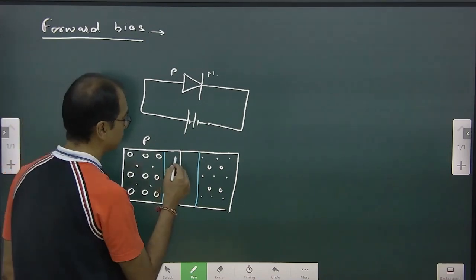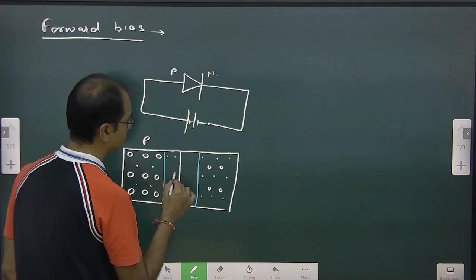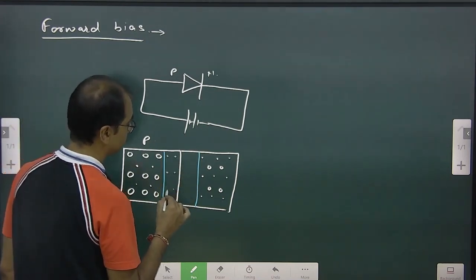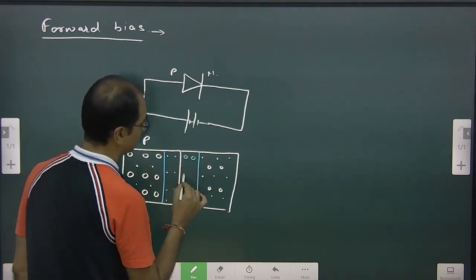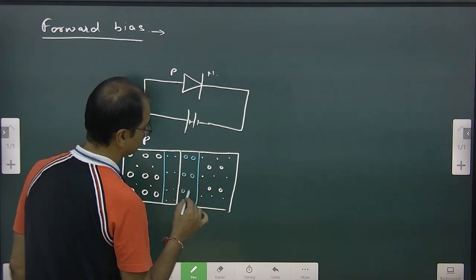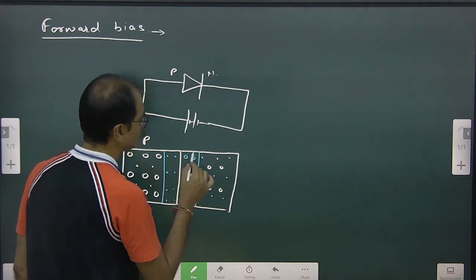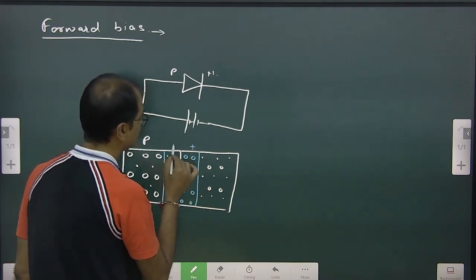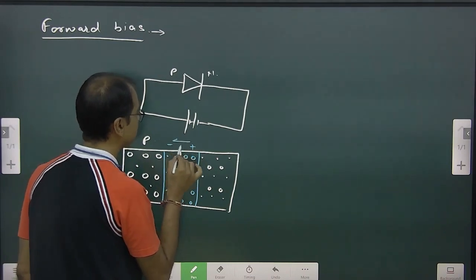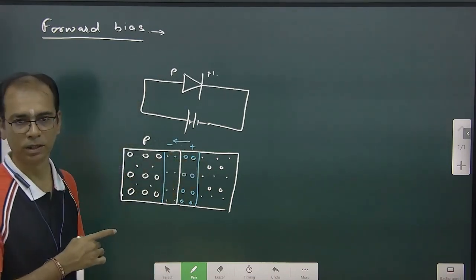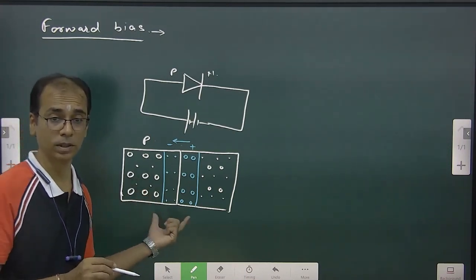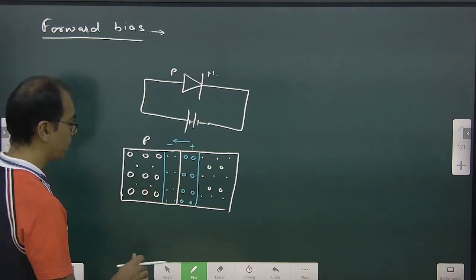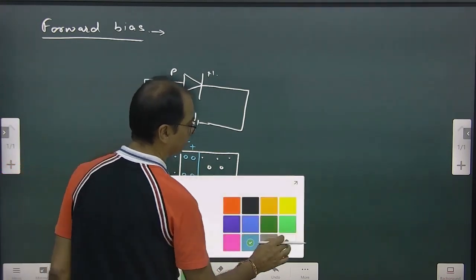So here there are electrons, right? Too many I made. Here are holes. So this becomes positive here, this becomes negative. So the electric field is like this. This is what we studied in the PN junction diode. This is the depletion layer and there is some barrier potential between these two, right? This we have done. Now we are making it forward bias.